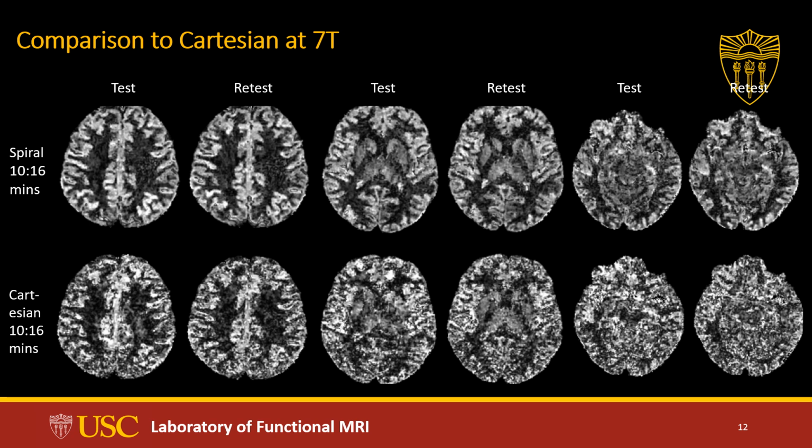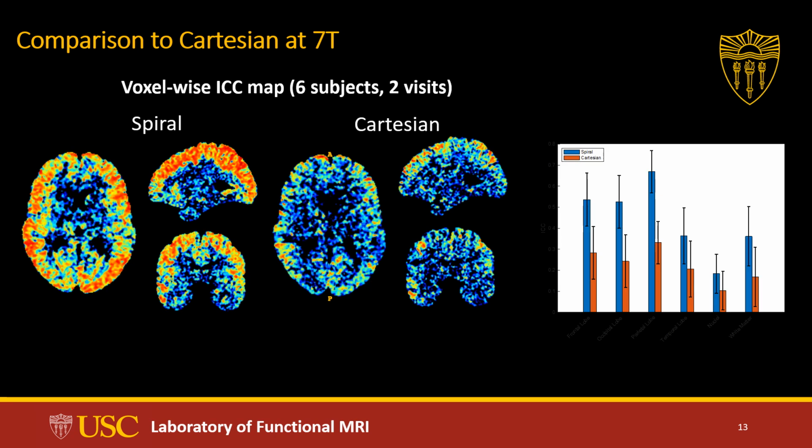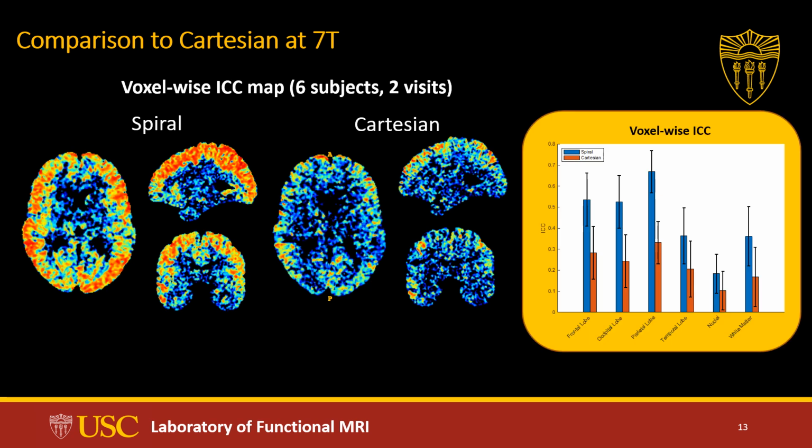Compared to Cartesian, the proposed spiral TFL Picasso achieves significantly higher SNR, and the ASL image has a level of detail and accuracy comparable to structural scans. The improved SNR translated to 2 times higher SAC in test retest scans.